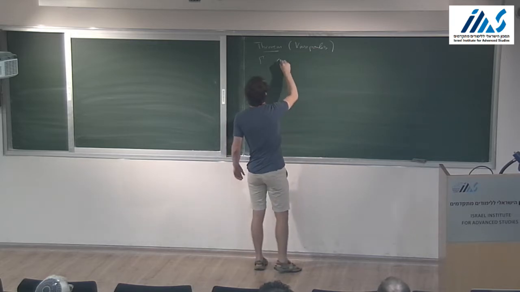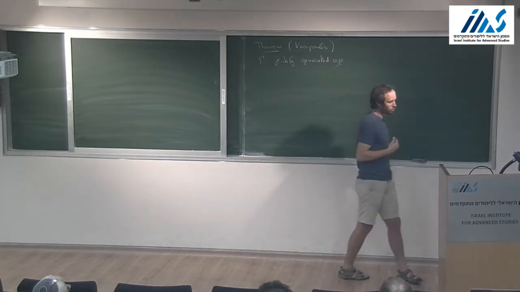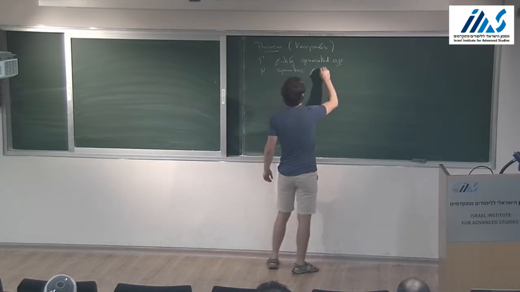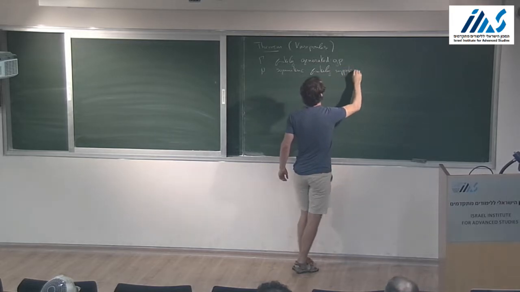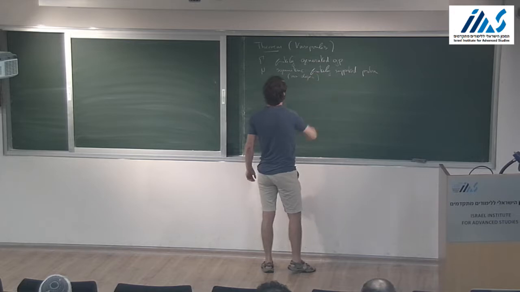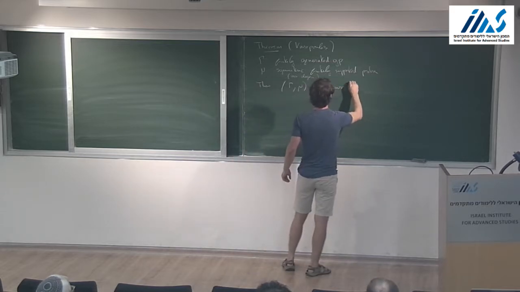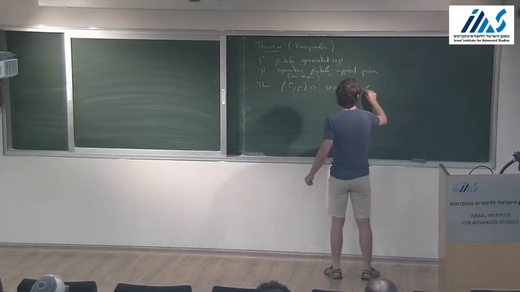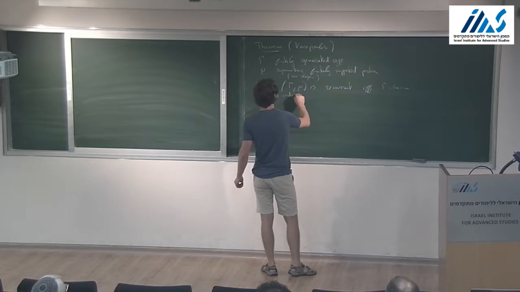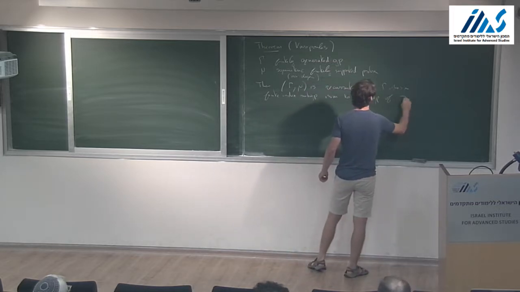So you take gamma, a finitely generated group. And let's say mu, symmetric, finitely supported probability that generates the group, so non-degenerate. Then the random walk with respect to this measure is recurrent if and only if gamma has a finite index subgroup isomorphic to a subgroup of Z square.